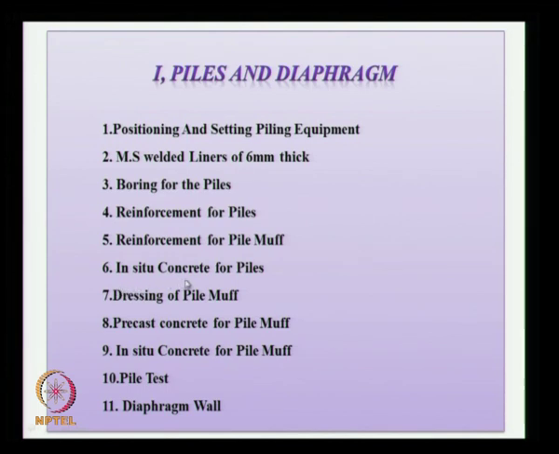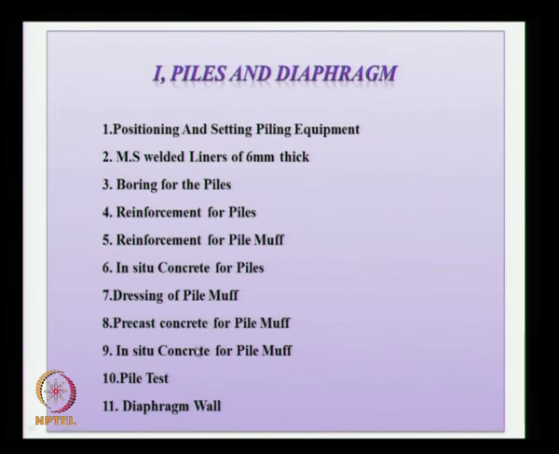Then we do the concreting of the piles. We can use precast and cast in situ piles, but mostly in situ concrete is used for piles for berthing structures, because these piles are large diameter, typically 1000 to 1300 millimeters. Then we have to do dressing of the pile muff, that is, we dress the pile so that we remove some lean concrete at the top. Then we use the precast concrete for pile muff. So pile muff is made in two stages, one is precast and another is cast in situ.